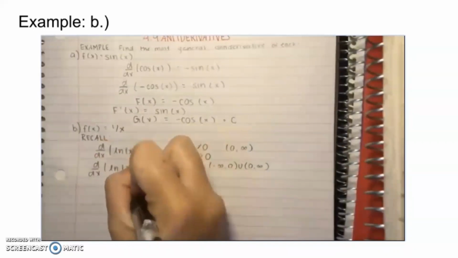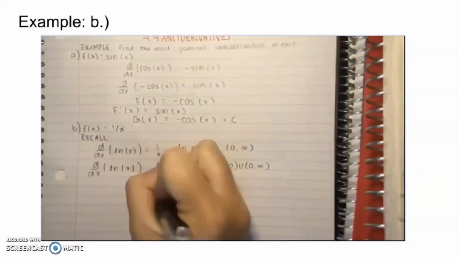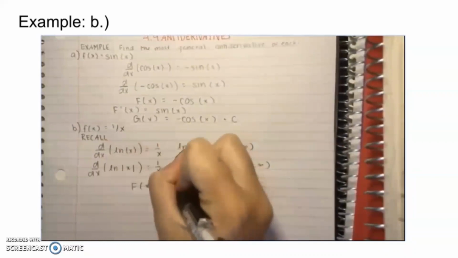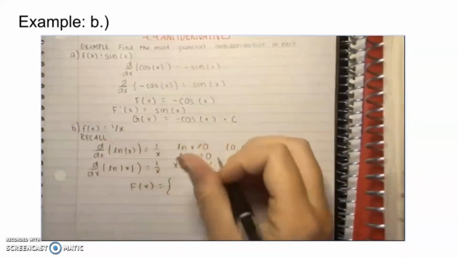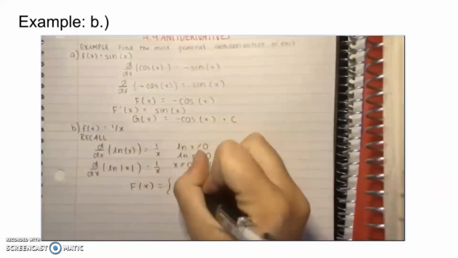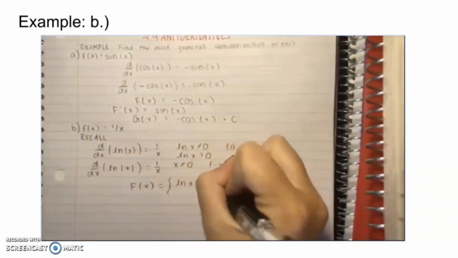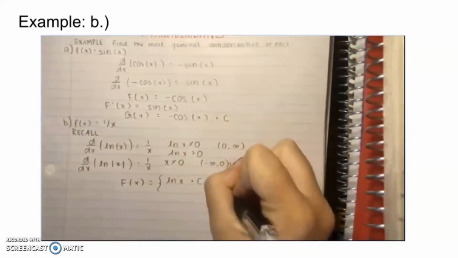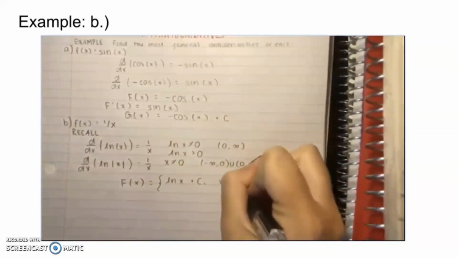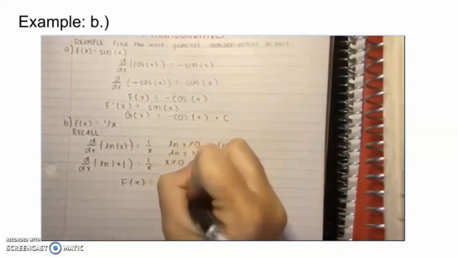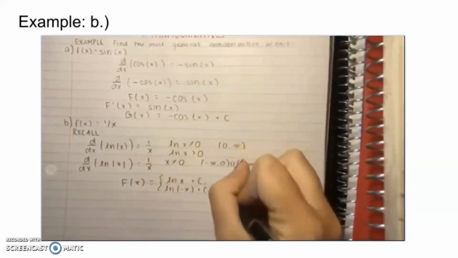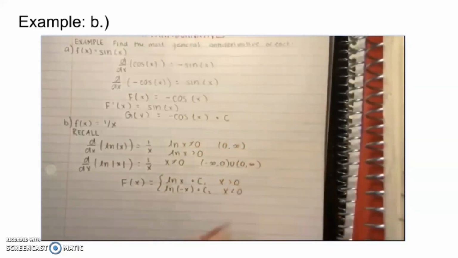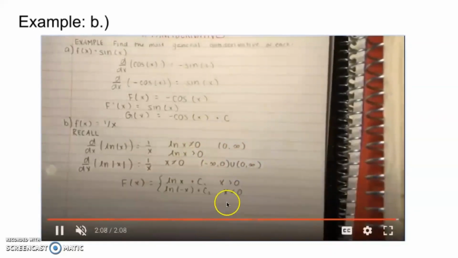So the general antiderivative of this would be capital F of x is equal to ln of x plus c1 if x is greater than 0, and it's also equal to ln of negative x plus c2 if x is less than 0. We need that negative sign there so that it can act as the absolute value.